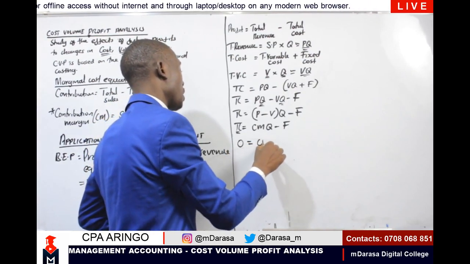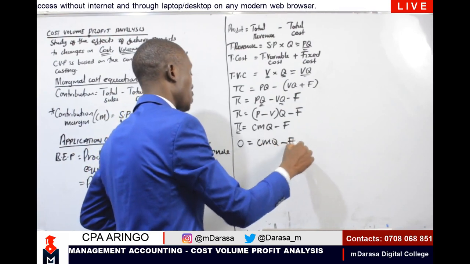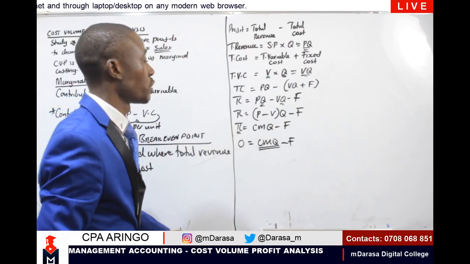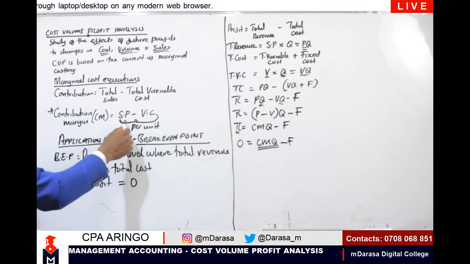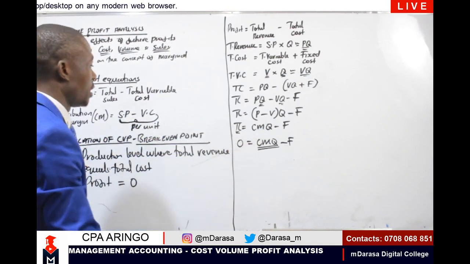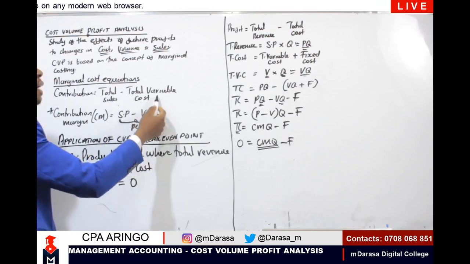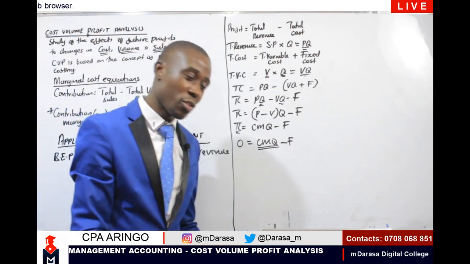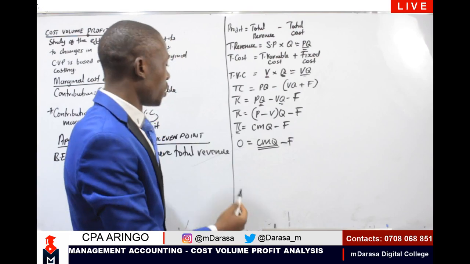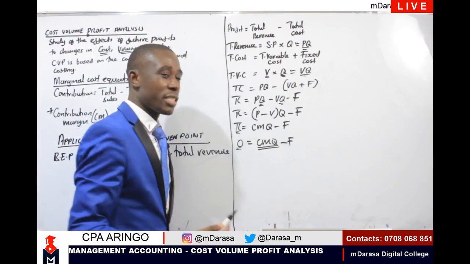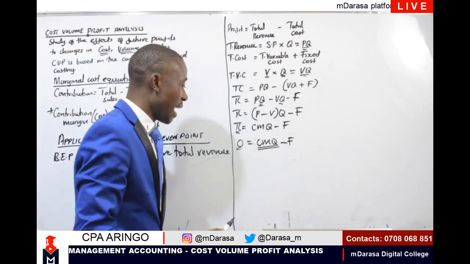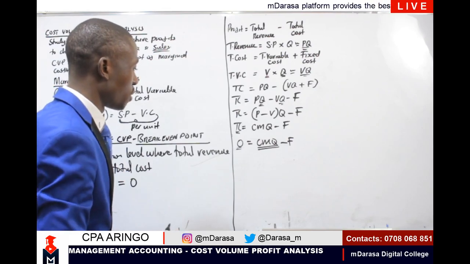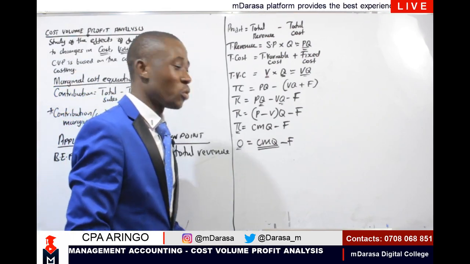Which, in that case, I'm having CMQ minus fixed cost. By the way, CMQ will also give us what is known as contribution. Whenever I'm talking of selling price minus variable cost times quantity, it's as if I'm talking of total sales minus total variable costs, which is contribution. So at this point, my profit is equal to zero. I need to determine that production level where our profit is equal to zero, meaning that our total revenue is equal to our total cost.